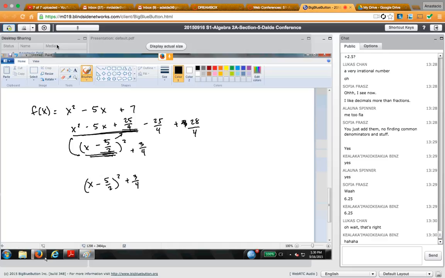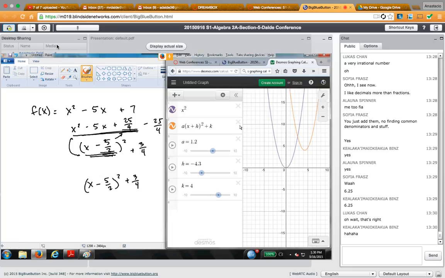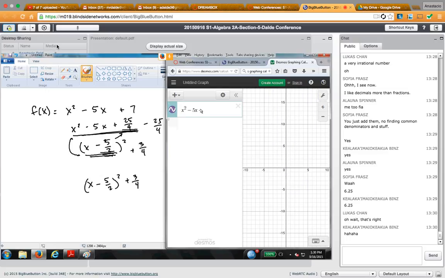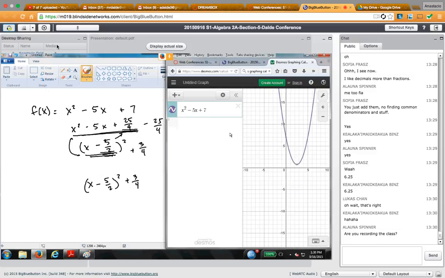You ready? Desmos, graphing calculator. I'm going to graph the top one up here: x squared minus 5x plus 7. All right, then I'm going to zoom in right here.